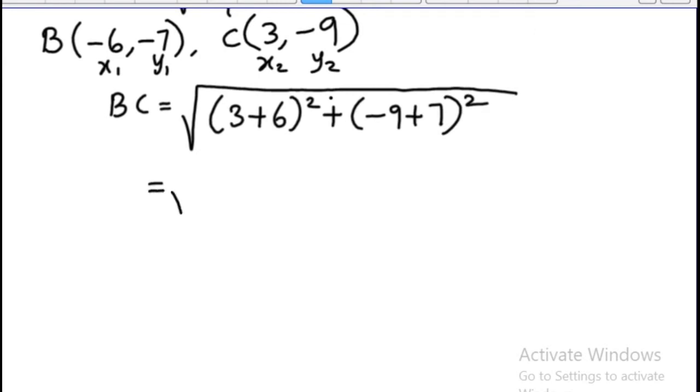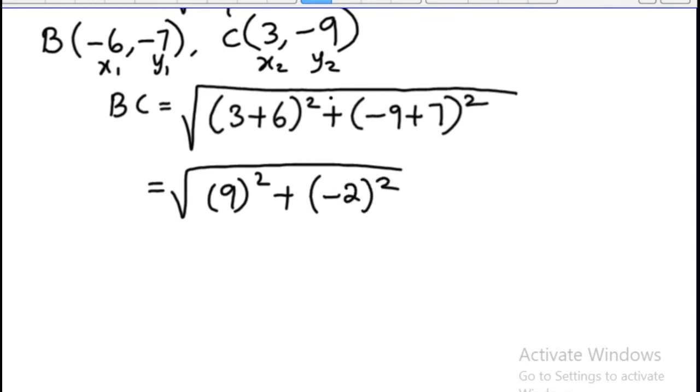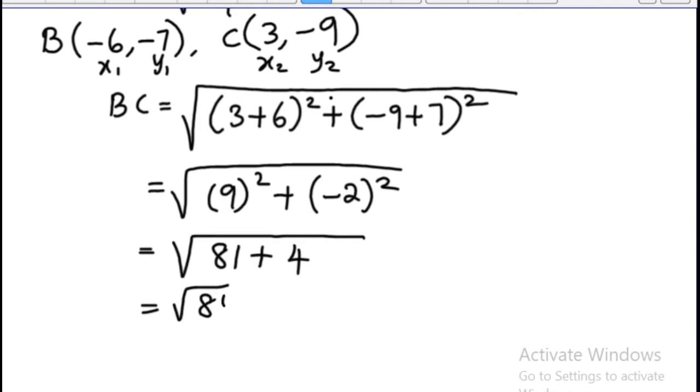Therefore 3 plus 6 you will get 9, 9 square, plus minus 9 plus 7 you will get minus 2, so minus 2 whole square. Therefore 9 square means 81, then 2 square is 4. Therefore you will get root 85. This is BC.